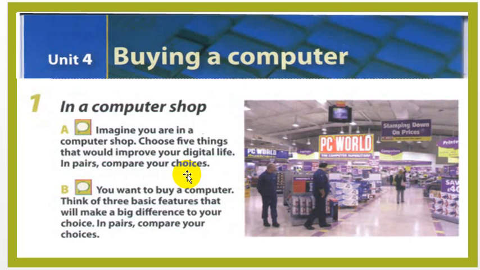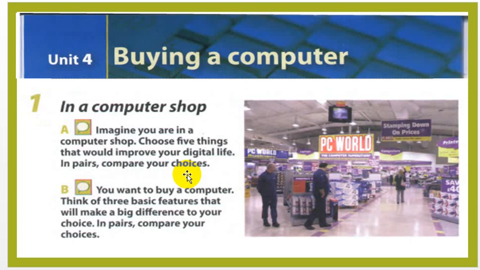Part B, you want to buy a computer. Think of 3 basic features that will make a big difference to your choice. Think of 3 features, 3 elements, 3 basic elements. For example, how much the processor should be, how much the capacity of your hard disk should be. Does your computer have a DVD or CD-ROM or something like this?